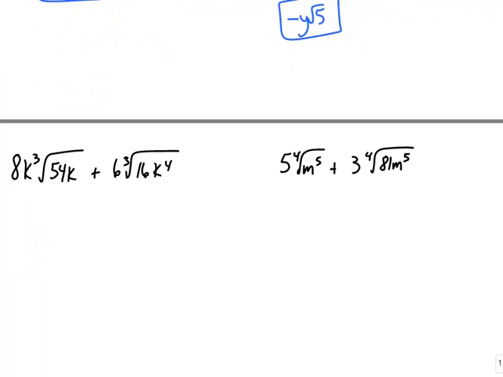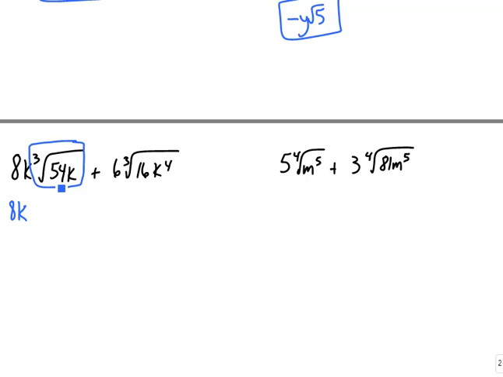Okay, on the next example, we're going to do the same thing. We want 8k times the cube root of 54k plus 6 times the cube root of 16k to the fourth. So let's start with our radical right here, and we want to make sure it's reduced. I'm going to leave the 8k on the outside.